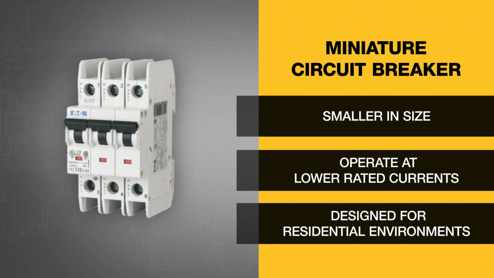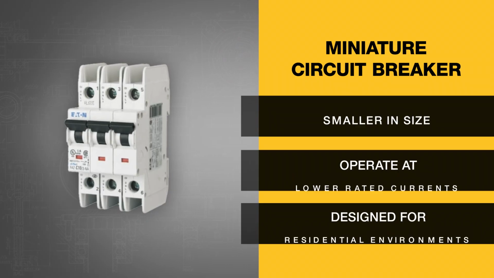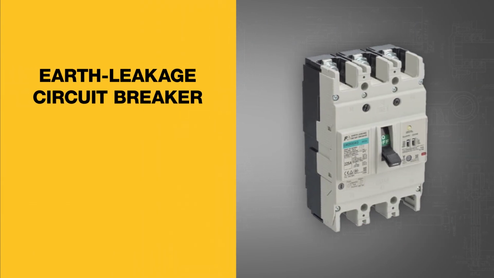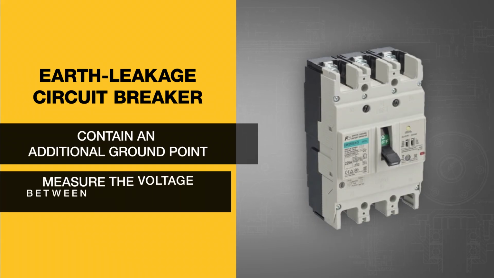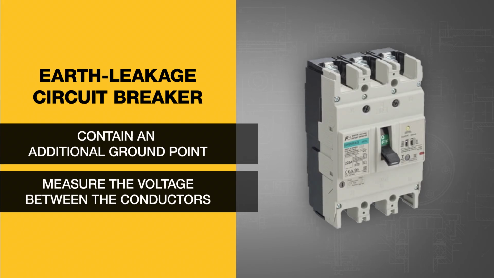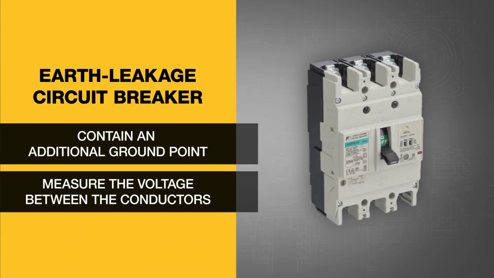For example, molded case circuit breakers may be ineffective at protecting against the lower current spikes that could very much wreak havoc on your electrical devices. The third type is the earth leakage circuit breaker. These are defined as breakers that have an additional ground point and measure the voltage between the conductors of the breaker itself. Whenever it detects an imbalance or a significant difference, it will automatically trip. They have kind of fallen out of favor in favor of residual current circuit breakers.